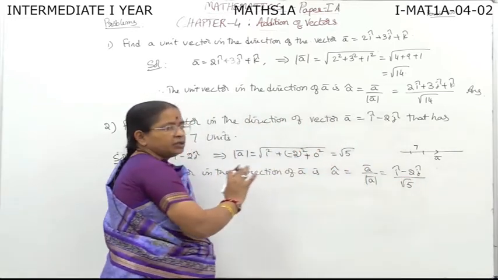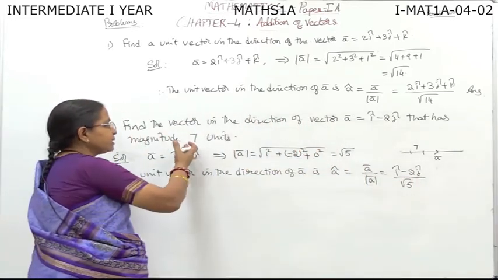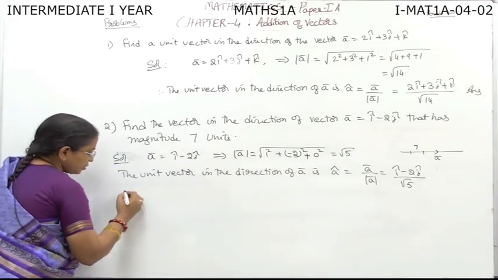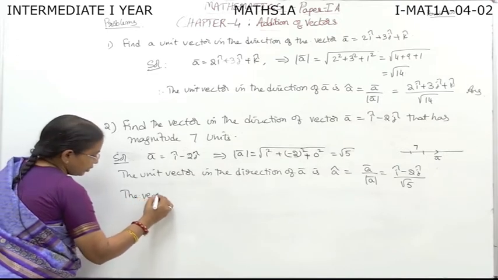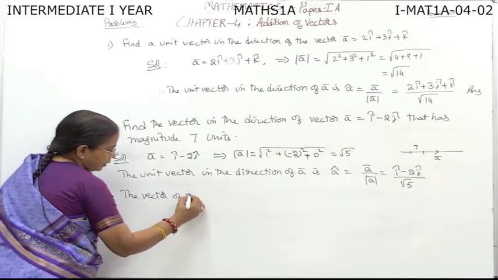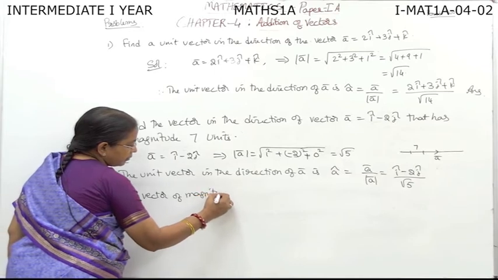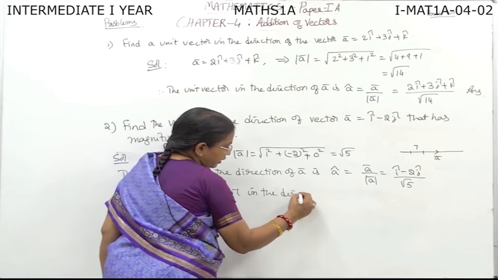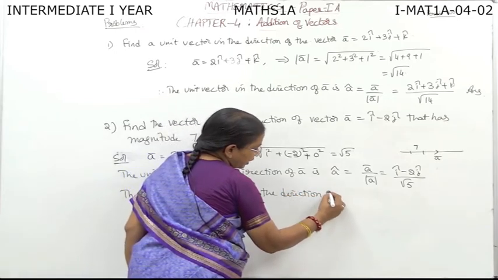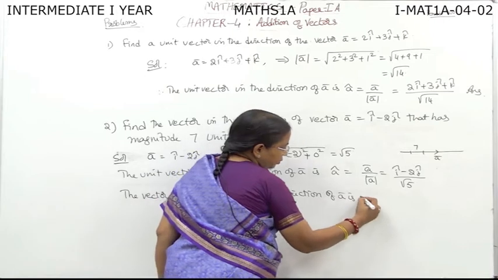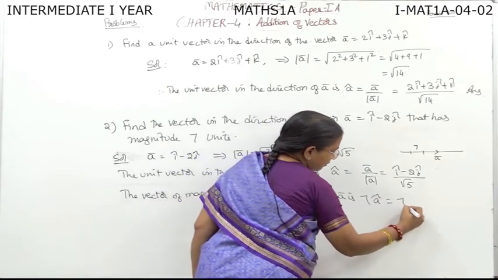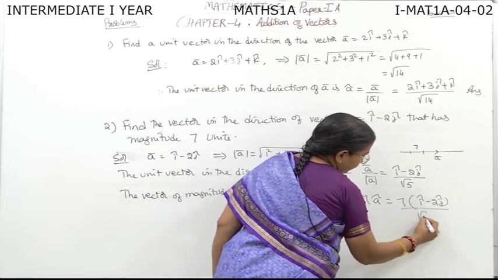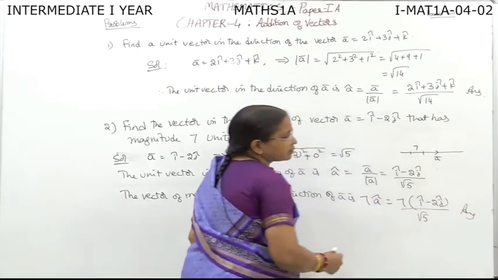Now this is just the unit vector. When you multiply this by 7 units, its magnitude becomes 7 and you will get the answer. Therefore, the vector of magnitude 7 in the direction of A is 7 into A cap. That is 7 into (i minus 2j) by root 5. So this is your answer.